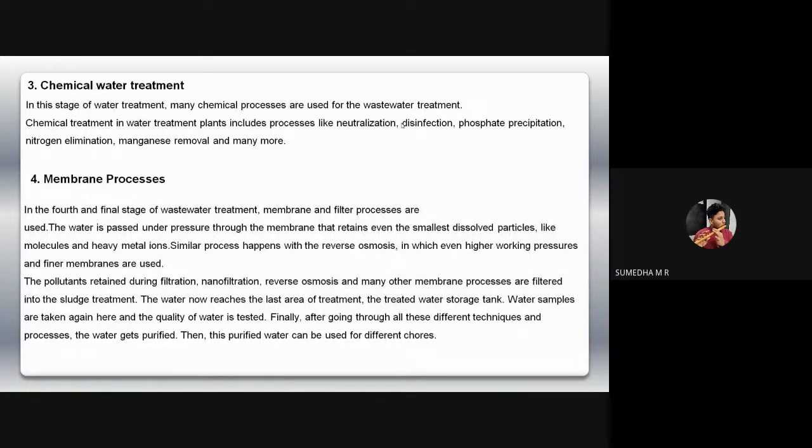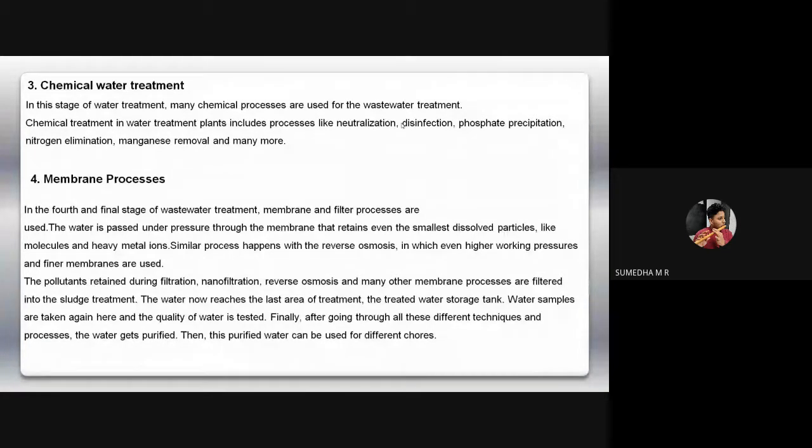In this stage, many chemical processes are used to adjust chemical properties, like neutralizing the acidity of the wastewater, reducing the solubility of the water, etc. Then, the membrane process. This is the final step of wastewater treatment. The water passes through membranes that filter even small particles and ion molecules through osmosis, reverse osmosis, and other processes. The pollutants retained during nanofiltration, reverse osmosis, and other membrane processes are sent to sludge treatment.